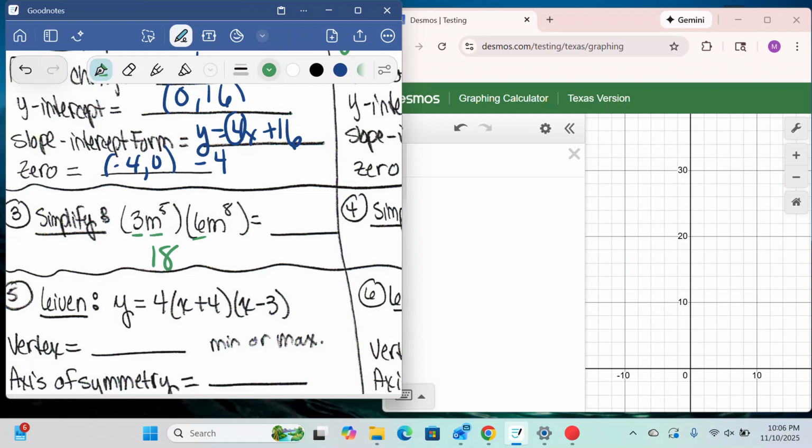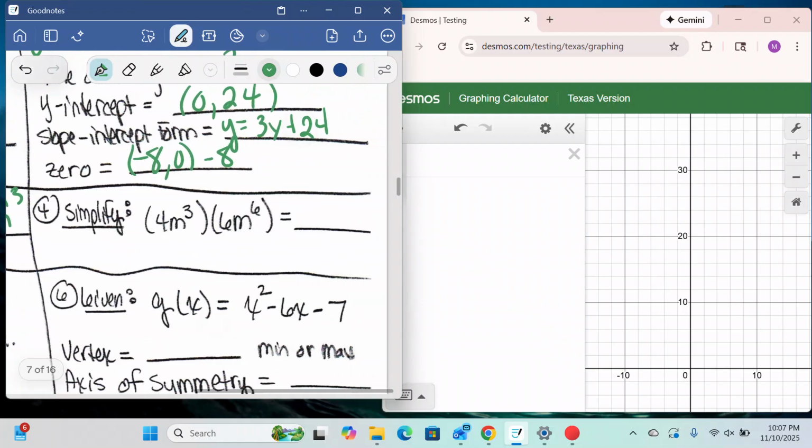And then you have an m to the 5th, m to the 8th. That gives me m to the, you're going to add these exponents, 8 plus 5, which gives me 13. So once again, the answer is 18m to the 13th. Because when you have the same base, you're going to add the exponents. When you have the numbers, you're going to just multiply normally, like 3 times 6.